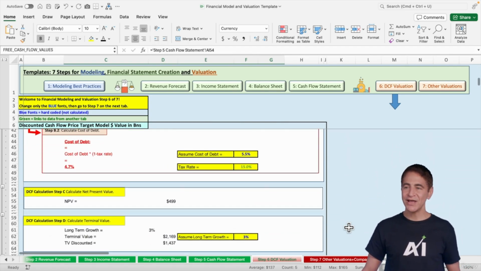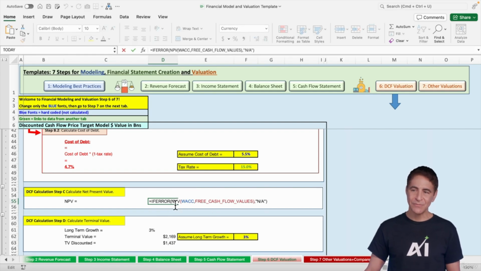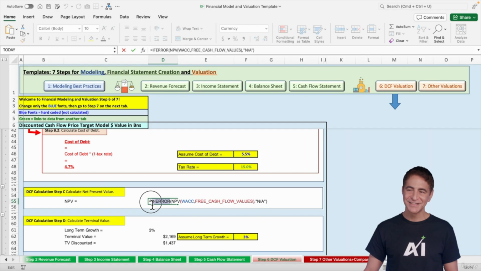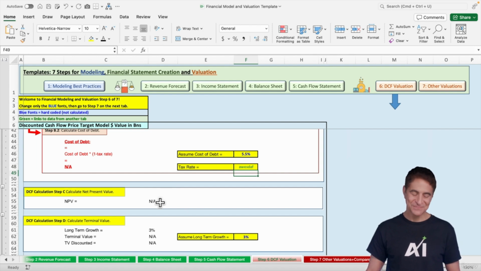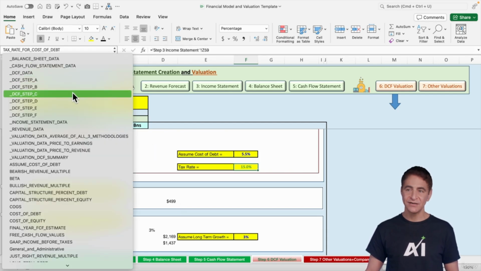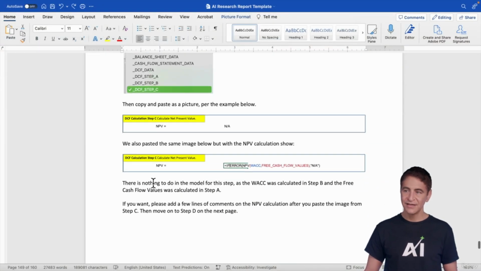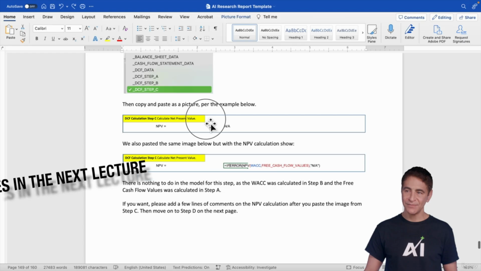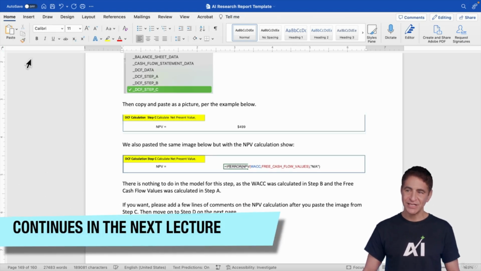Great. So let's go down here, and this is exactly how I calculated this. Now, you'll notice sometimes I'll put IFERROR on the outside of things, and that's because I don't want you to get confused if there's no numbers here, so it shows NA. Otherwise, it would say error. Great. So what you can do is you can now take step C here, copy it, and then go down here, and I showed you the math here as well. You can just delete one of these and then paste it in and then add your comments if you want.